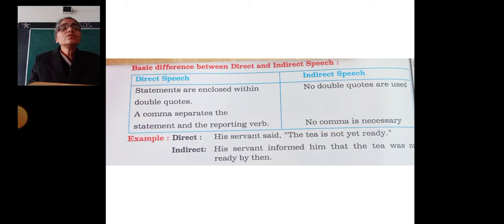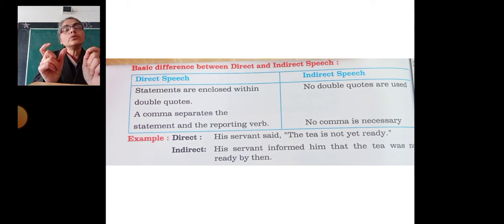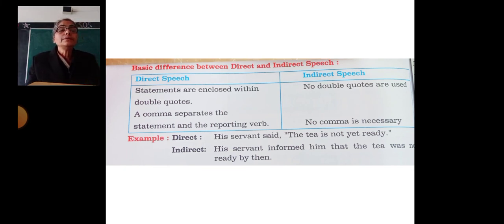So the tea is not yet ready. This is reported speech. His servant said. This is reporting verb. And reporting verb and reported speech are separated by using a comma. And see the indirect form. His servant informed him that the tea was not ready by then. Now becomes then.